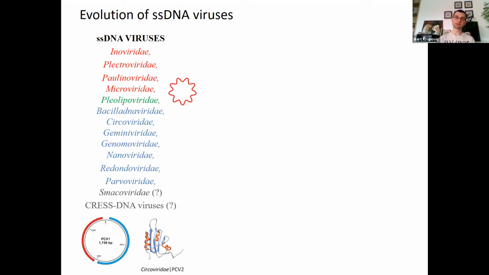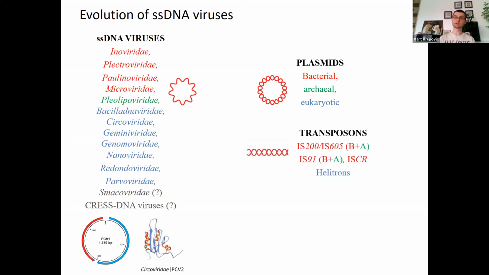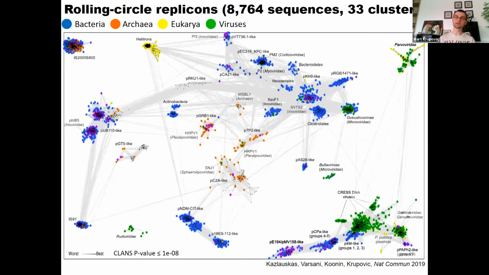Homologous enzymes are also encoded by plasmids, which are prevalent especially in bacteria, but also in archaea and eukaryotes, and also in some transposons, which again are found in all three domains of life. So this immediately suggests that there is some kind of intertwined evolutionary connection between viruses, plasmids, and transposons. And now we are starting to understand the evolutionary trajectories between these different types of mobile genetic elements.